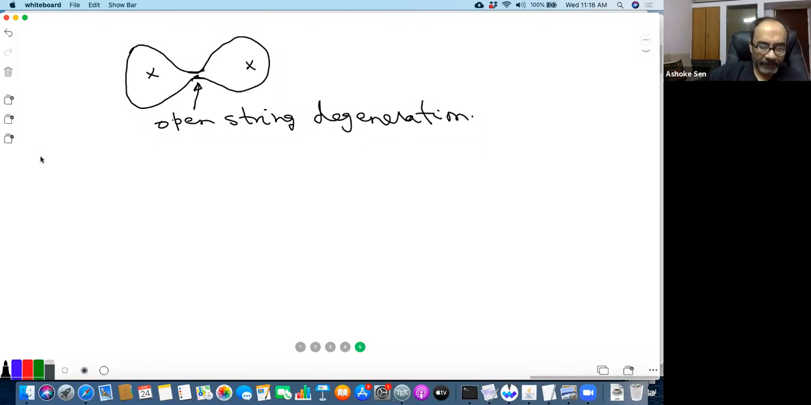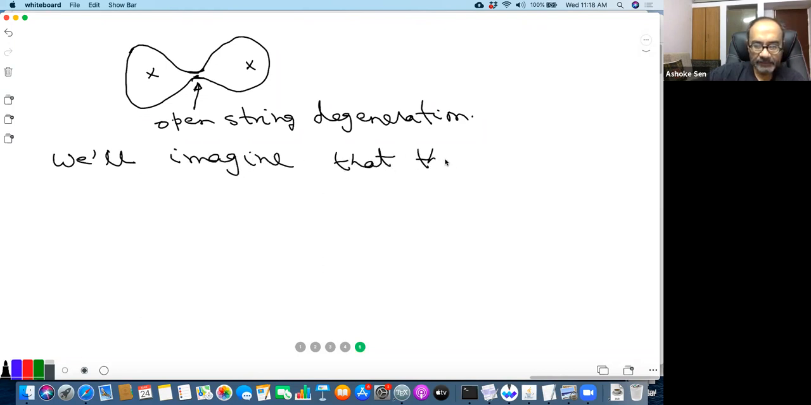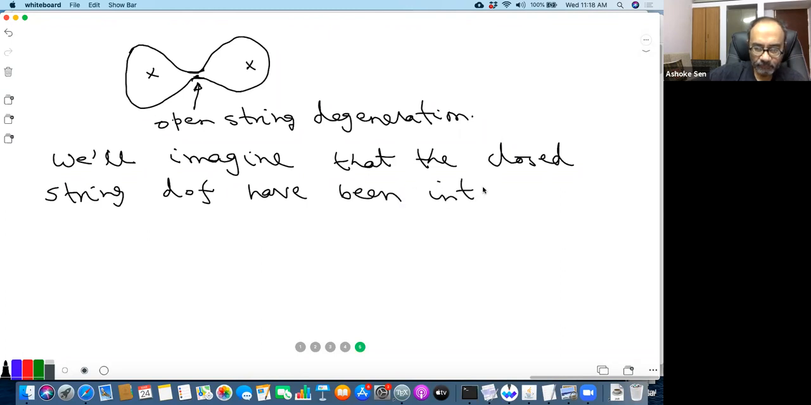So now we have to draw Feynman diagrams. Maybe I should say one more thing. Because the closed string divergences can be handled by analytic continuation, we'll imagine that the closed strings have been integrated out. Closed string degrees of freedom have been integrated out. So essentially, we only draw Feynman diagrams with the internal open strings.